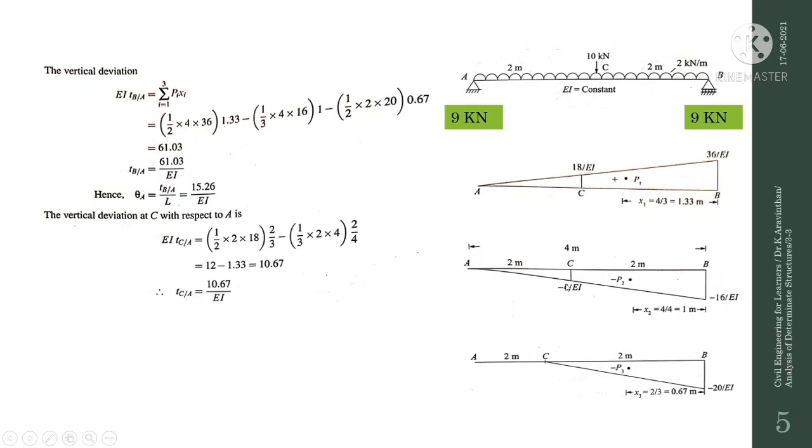And this is a parabola. The formula is 1/3 of B into H. So 1/3 of breadth 2 and height 4, and the centroid will be acting at 1/4 of the base, so 1/4 into base 2 meter. For the bending moment due to the point load, you will be having no load here, hence there will be no third parameter. If you simplify, you will be getting 10.67 by EI.